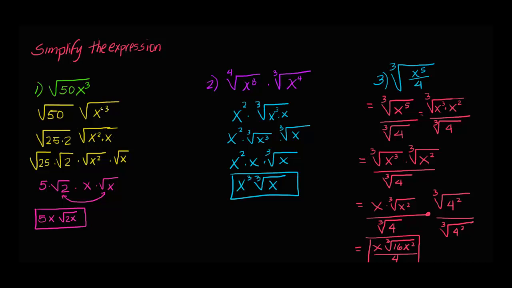When I separate x cubed, I'm trying to match the exponent to the index. Remember, when there's no index written here, there's really a 2 here.